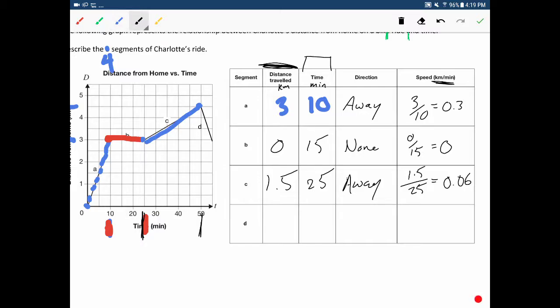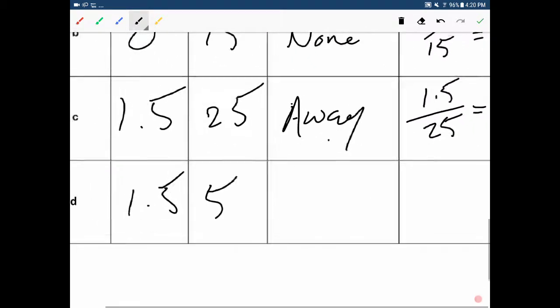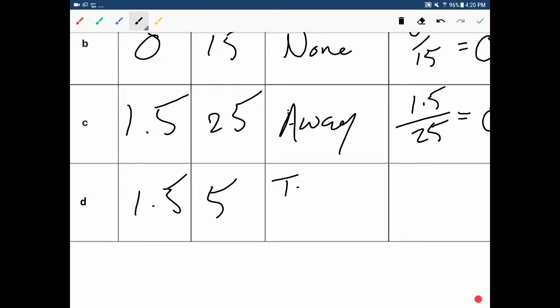And then we have our final segment, which we'll switch back to red. So this time she's now 4.5 kilometers away. She runs for 1 square, side to side. So she starts at 50 and she goes to 55, because each one's 5. So she's going to go for 5 minutes. And how far did she travel? Well, she went from 4.5 back to 3. So again, it's 1.5. But what you'll notice this time is she's running towards home.